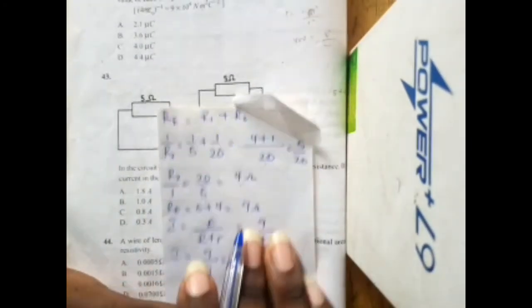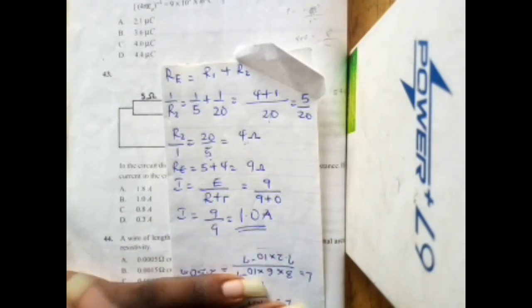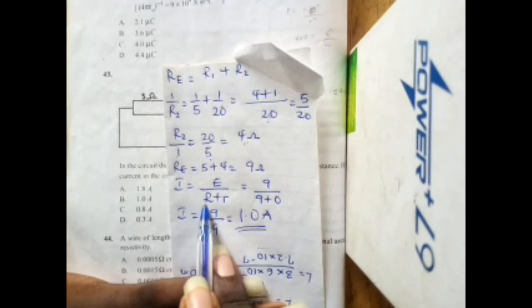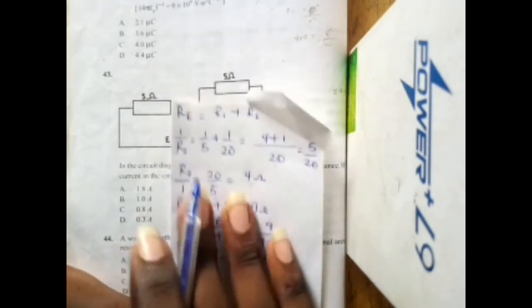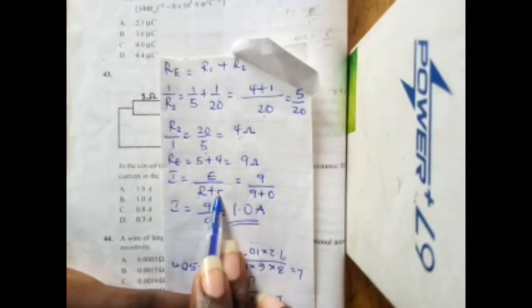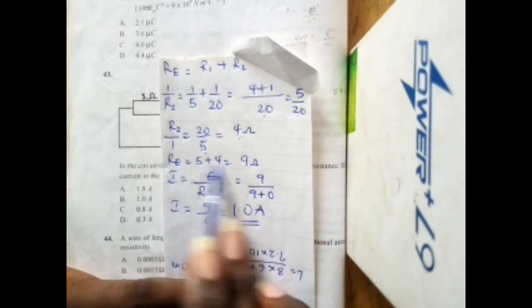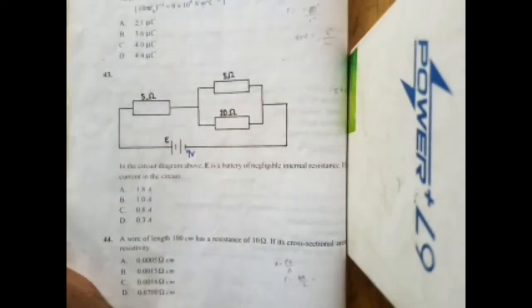Now recall that from the electromotive force and the lost voltage, you have the current to be equal to EMF over the resistance plus the internal resistance. The EMF was given as 9 volts. Now we said the internal resistance is negligible, so I take internal resistance as 0. So I have 9 over external resistance 9, which gives me 9 over 9. I have 1.0 amperes. So it gives me B, the answer, which is 1.0 amperes.